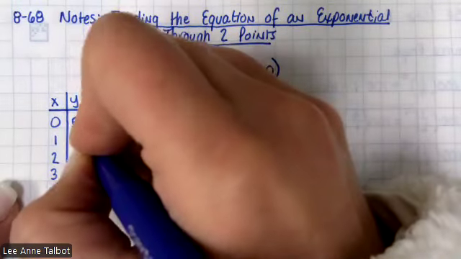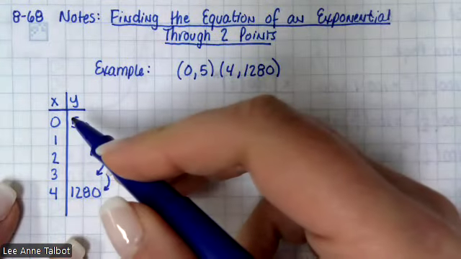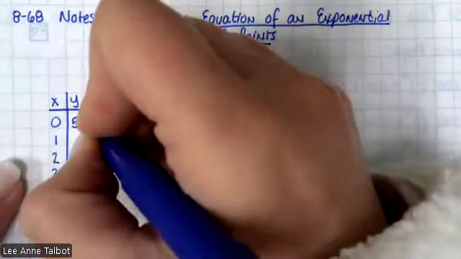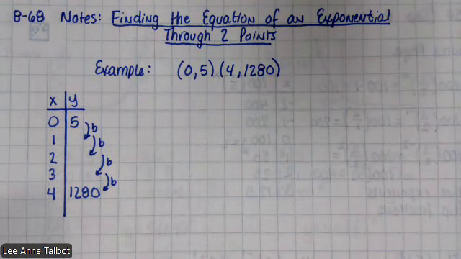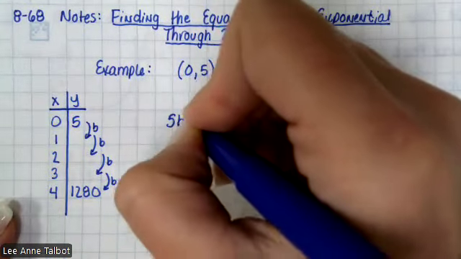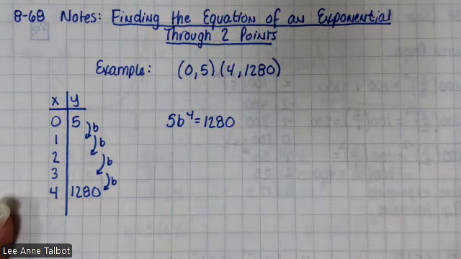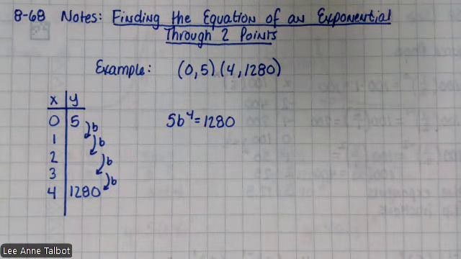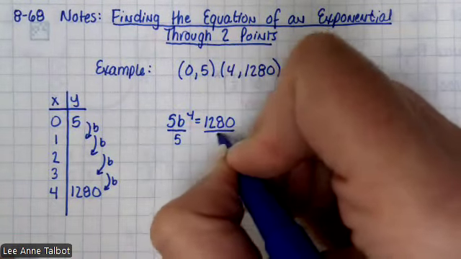Step 2, count how many b's it will take to get from the top to the bottom of the table. Okay, everybody see that it takes 4 b's. 5b to the 4th equals 1,280. Divide by 5.